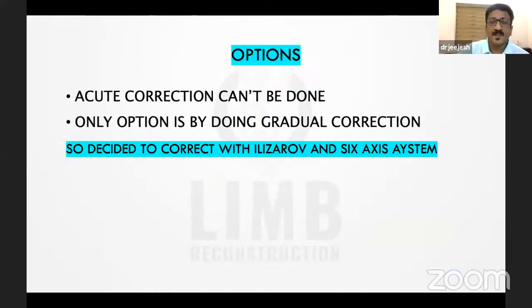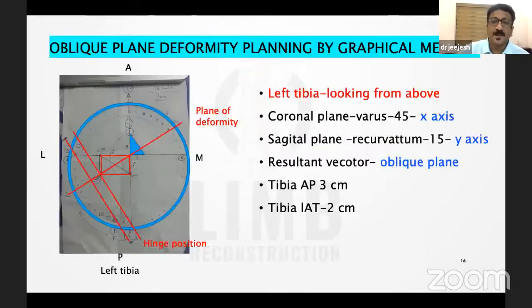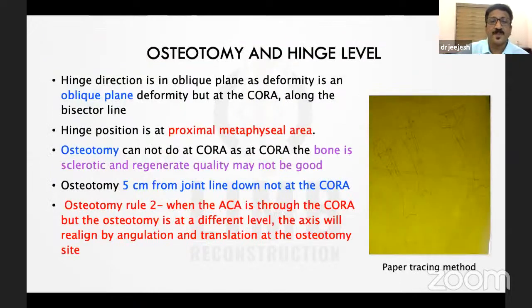So obviously, after seeing all this and analyzing these options, the only available thing is the Ilizarov, and you have to do either Ilizarov alone or a 6-axis system. Since it's a both plane deformity, you have to plan as I plan for an Ilizarov. So do an oblique plane planning here. You can see the plane of deformity and the hinge position perpendicular to the plane of deformity.